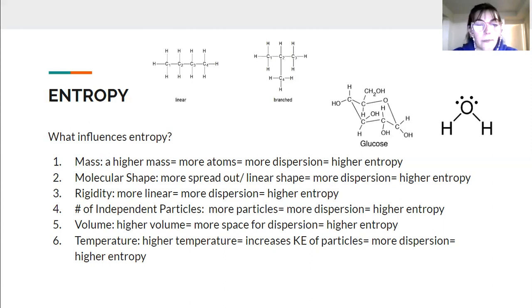Next is volume. If we have a higher volume, we have more space for energy dispersion, which means that we will have a higher entropy. And lastly is temperature. If we have a higher temperature, that means we have an increased kinetic energy of our particles, which means that our particles are moving about, bouncing into each other, rotating, translating, which all results in more energy dispersion, which results in a higher entropy.